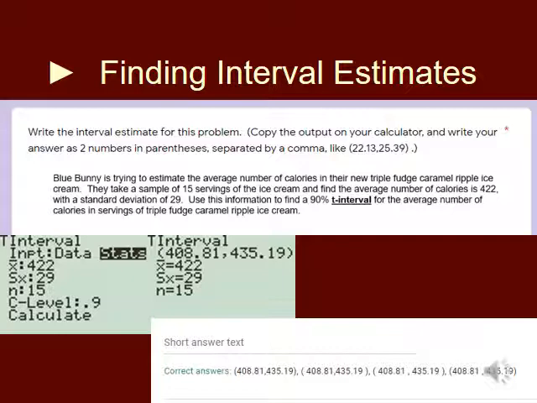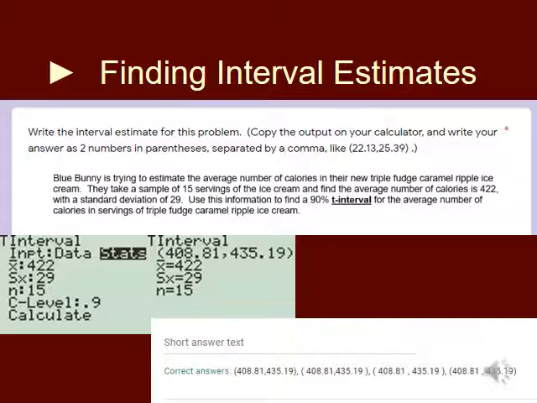Now, one thing I'll point out that's true here, and it is also true on your test, is you'll notice it tells you directly which type of interval you need to do. This is a t-interval, and it will tell you that on the test too. It's going to say exactly which one you need to do. The reason we're doing a t-interval is we're estimating an average, and this is a small sample. It only has 15. But it will tell you which one you have to do.